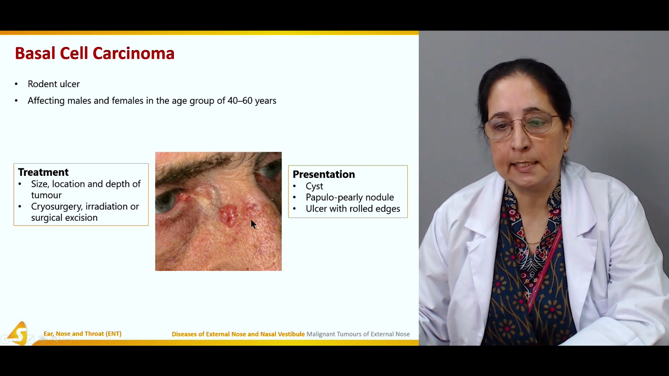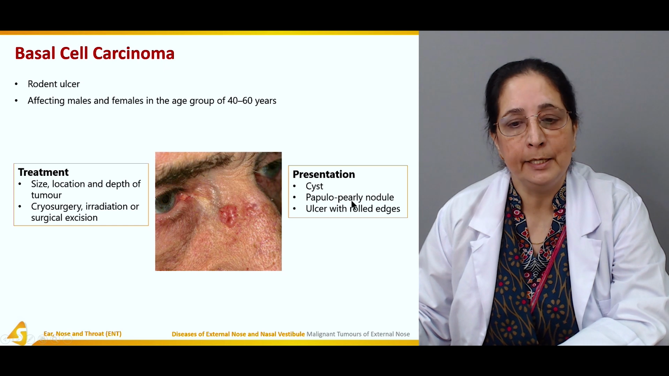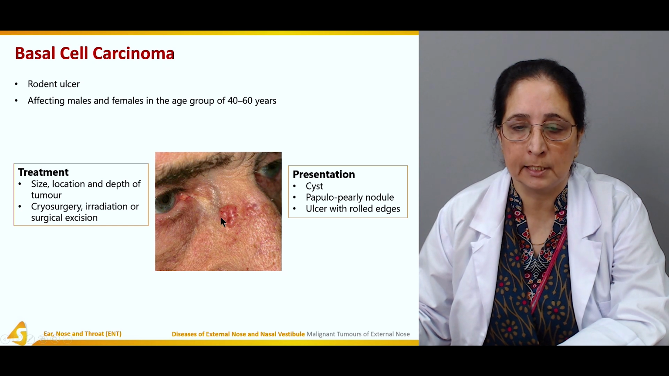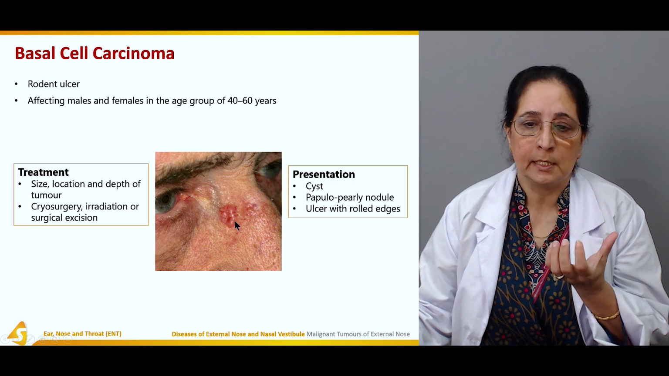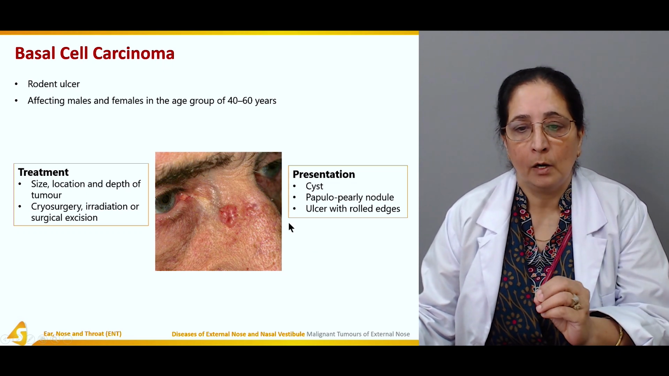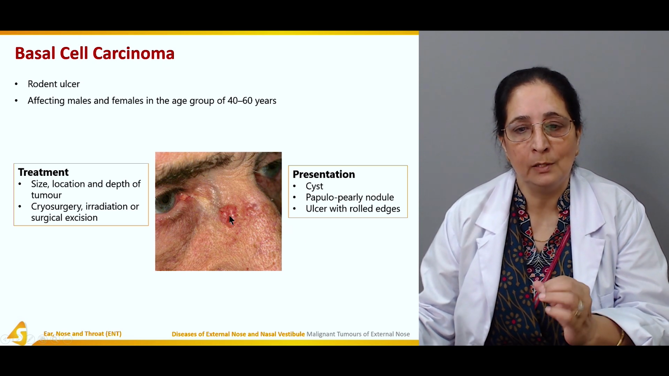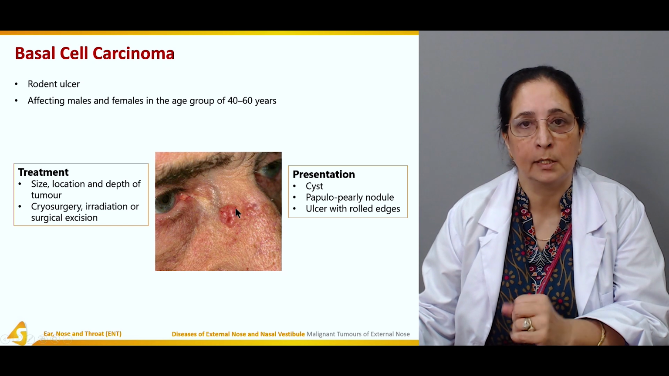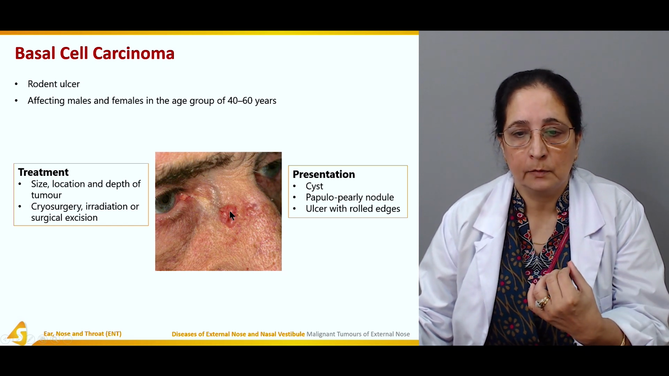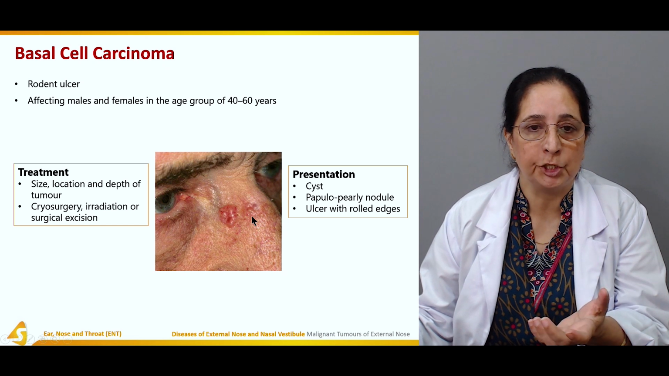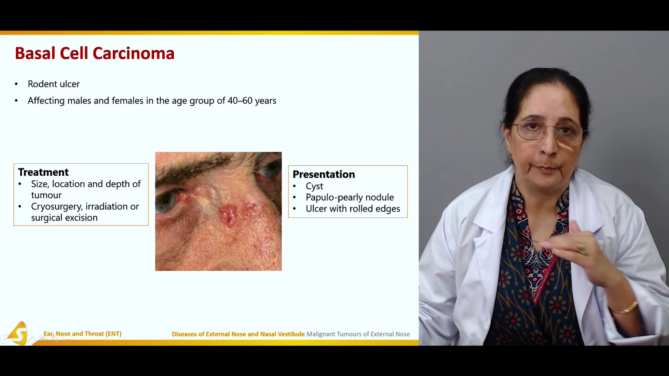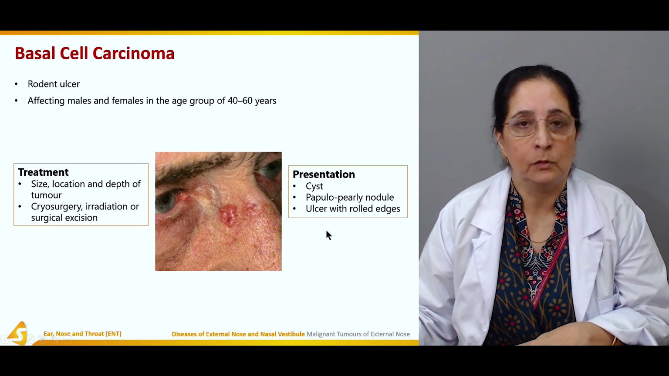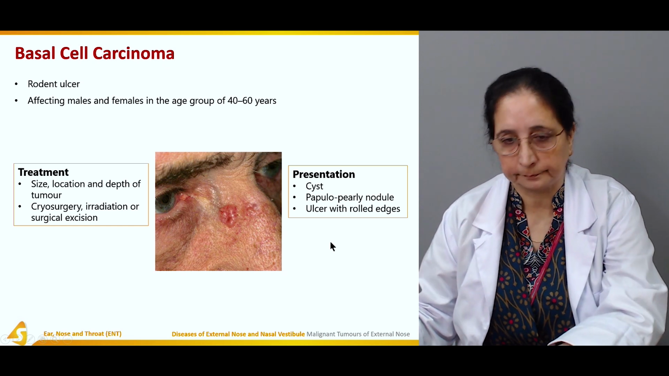Presentation can be as a cyst, papulopearly nodule, or ulcer with rolled edges. So here, these are the rolled edges, and it can present as a cyst. A cyst is a fluid-filled sac, so it may be a cyst with fluid in it, or a papulopearly nodule that looks like a pearl, or a papule with a wart-like appearance with pearl. All these are the types of presentation of the basal cell carcinoma. They arise from the cells present at the base, and it's known as basal cell carcinoma.